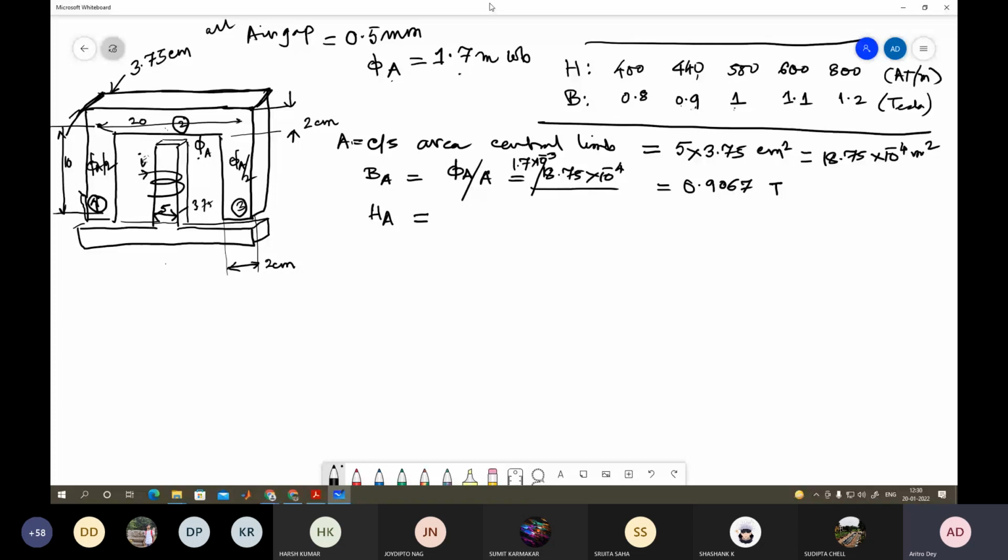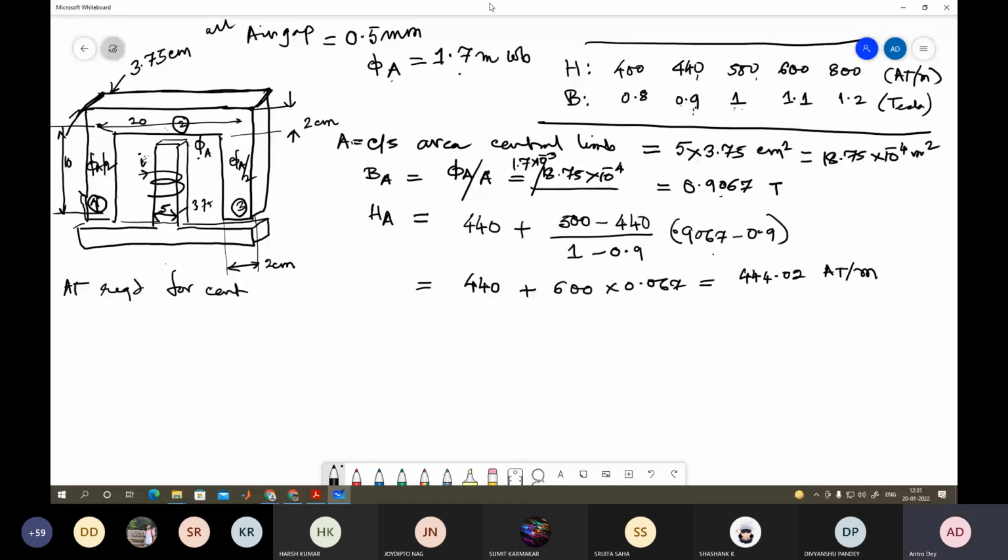So it is 600 into 0.067, and this is calculated as 444.02 ampere turn per meter. So once you find H equal to 444.02 per meter, then you can find out what AT is required for the central limb. So AT, ampere turn or MMF required for the central limb, is equal to 444.02 into what? It is 10.